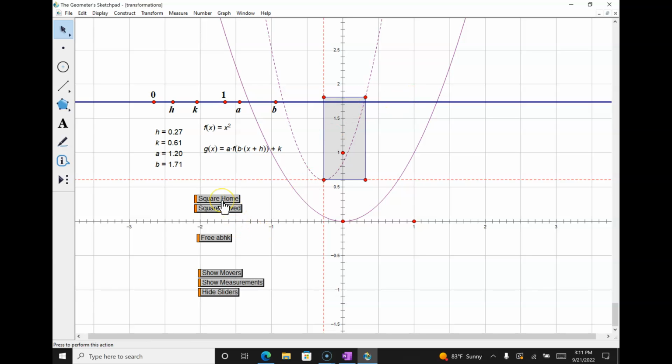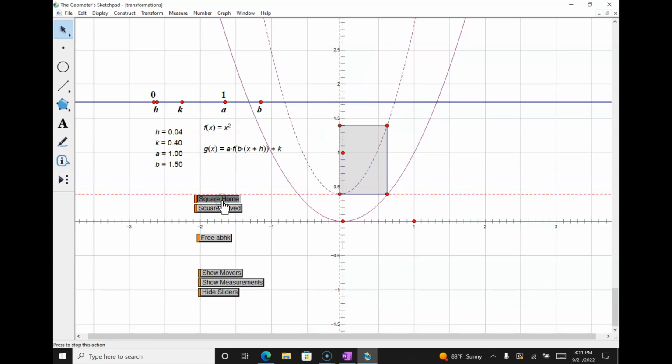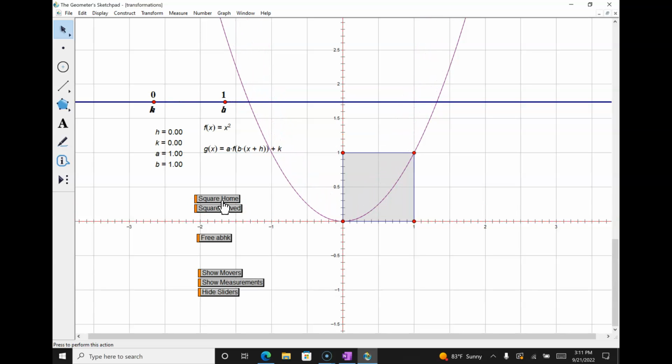So let's go to home, and you can see here I've got my mother function. You see my square, 0, 0, and 1, 1, right?